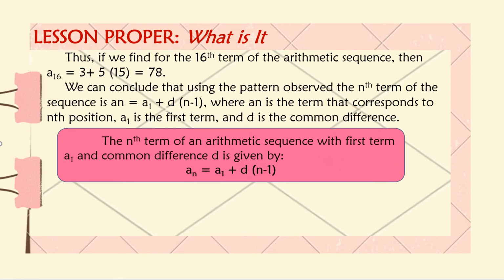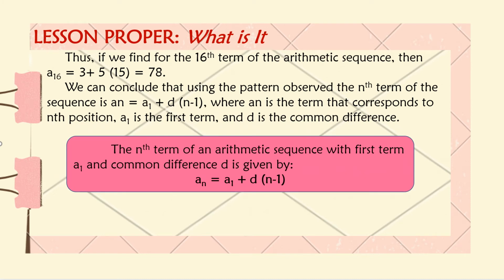So, therefore, the formula that we can use, using the general term, so the nth term of an arithmetic sequence with first term a sub 1 and common difference d is given by a sub n is equal to a sub 1 plus d times the quantity of n minus 1. So this is the formula that we will use to find the nth term of a given arithmetic sequence.